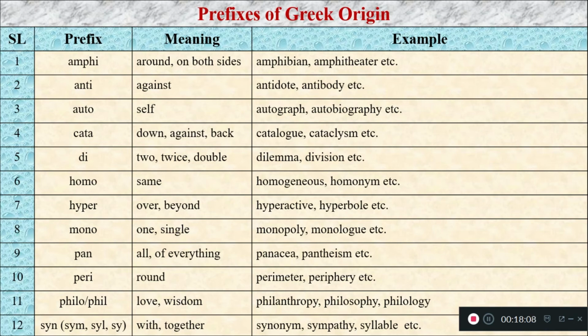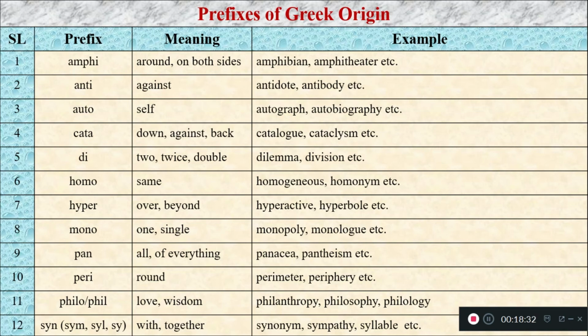Homo means same. For example, homogeneous means having similar qualities. Homonym means two or more words having the same spelling or pronunciation but different meaning. Hyper means over or beyond. For example, hyperactive means overactive. Hyperbole means exaggeration or overstatement.